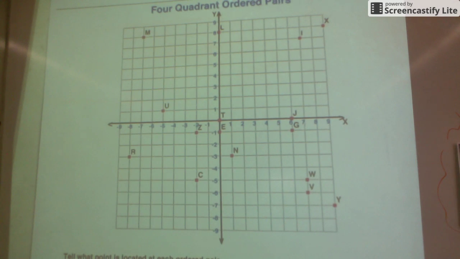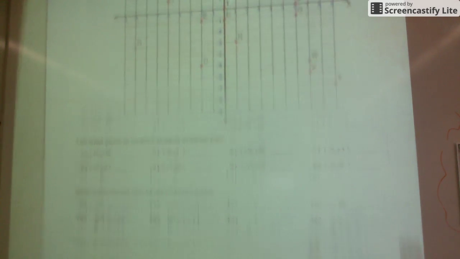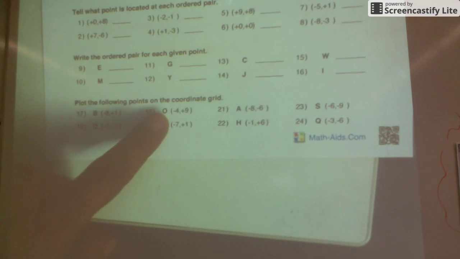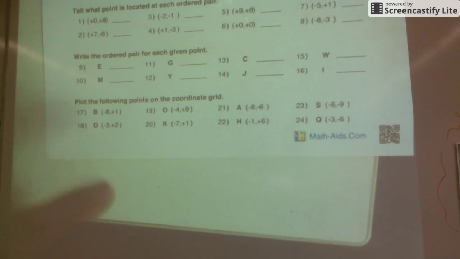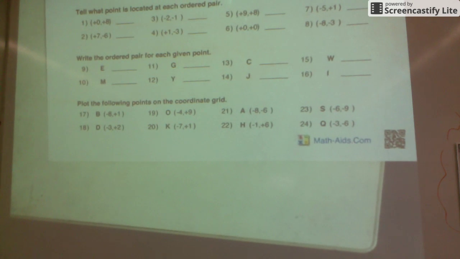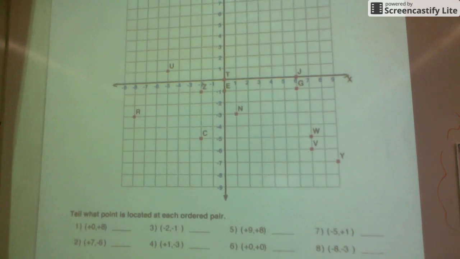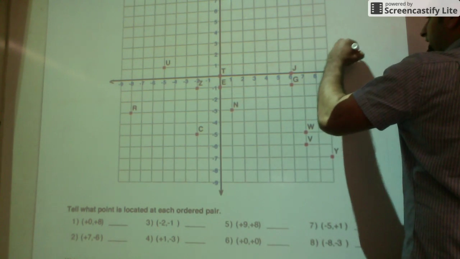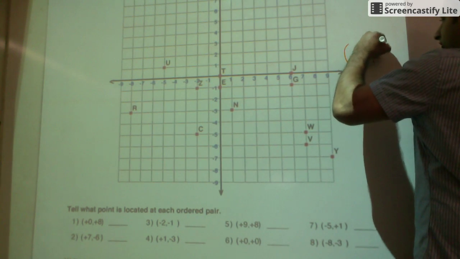Last part. Okay, now it says plot the following points on the coordinate grid. So the coordinate grid is the same thing as the coordinate plane. Okay, so it wants us to plot B, which is (-8, 1). So I'm going to write that up here. It's going to be (-8, 1).